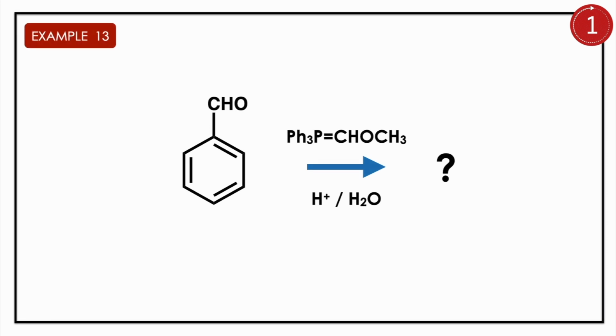Then the next example. Here you have benzaldehyde. You are using a phosphorus ylide with an O-methyl group, then acidic hydrolysis. You should find what will be the final product.